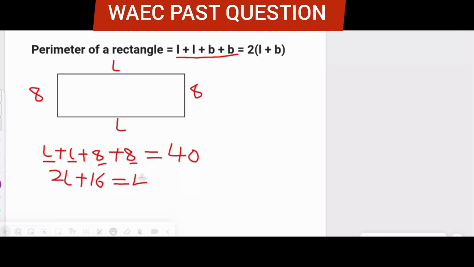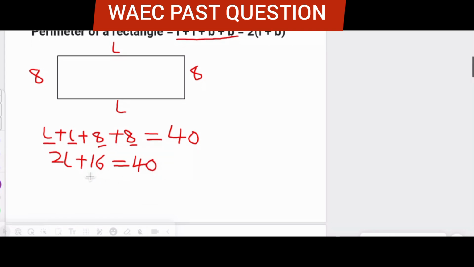Now I'm going to make 2L stand alone, that is making 2L the subject of the formula. So 2L equals 40, then the positive sign I change to negative, that is 40 minus 16. Do not forget our aim here is to make L, the length, the subject of the formula. We are trying to get the length of the rectangle. So what we have here is 2L equals 40 minus 16, which is 24. I hope you're still following.